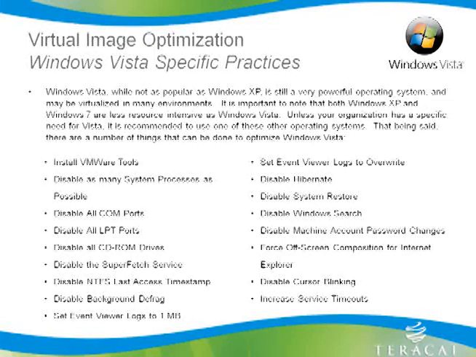Disable machine account password changes. Again, if your security group doesn't like this, that's okay. Force off-screen composition for Internet Explorer. This is actually more important for later versions of Internet Explorer that come bundled with Vista and 7, mostly because they do more in terms of eye candy. Therefore, if you turn off the composition, you're going to do a little bit better. Disable cursor blinking, same thing. Increase service timeouts, same thing. We want to make sure that if the service is running a little bit slow, Windows doesn't restart it and use up a lot more resources than it should.